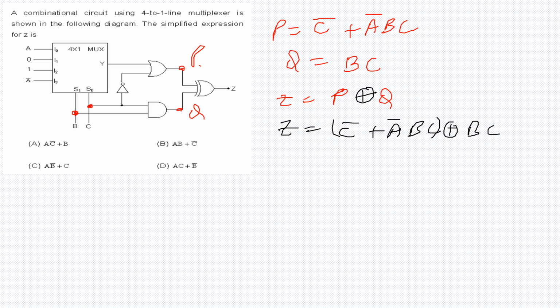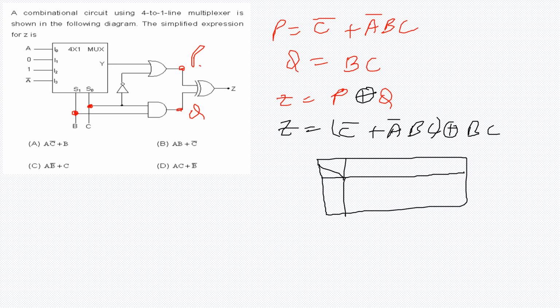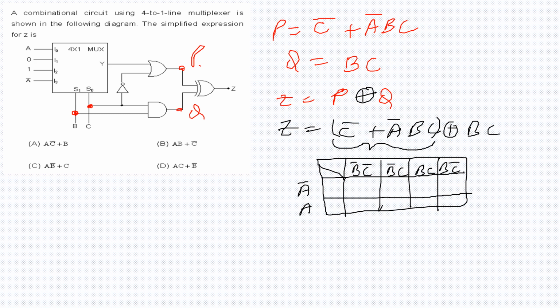What you can do is use a Karnaugh map here. I will draw a Karnaugh map, and then I will use the property of XOR for two inputs. So here you can see, if I say this is A bar, A, then this will be B bar C bar, B bar C, B C and B C bar. Now I will just write this expression in the K-map with some color. So in red color, I will write this expression.